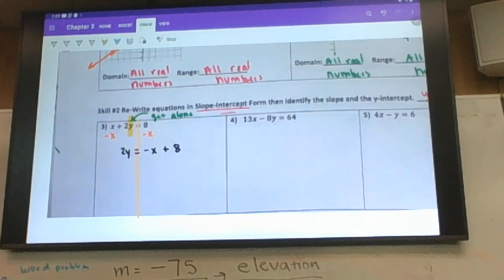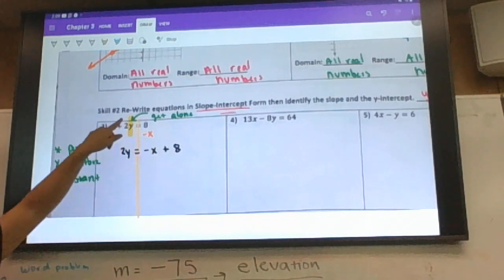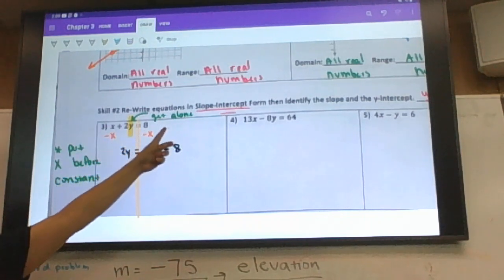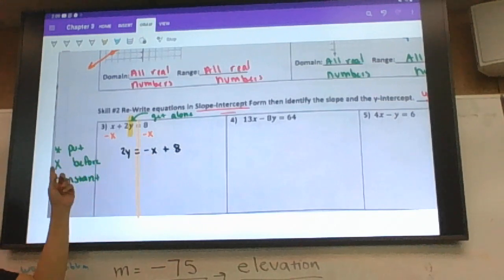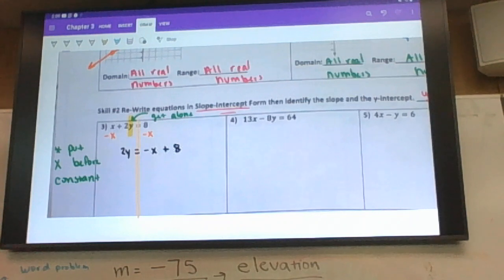So right here, I put the x term before the constant because I know my goal is to have mx plus b. So when I add x, I didn't put it on the end, I put it right in the middle. So I put x before the constant. A is called a constant, and I jammed the x right in the middle there. Now my last step would be to divide by 2.